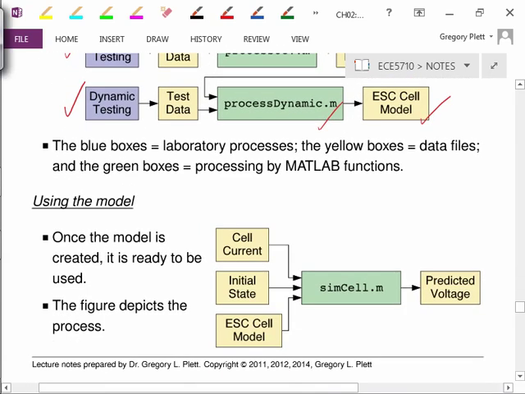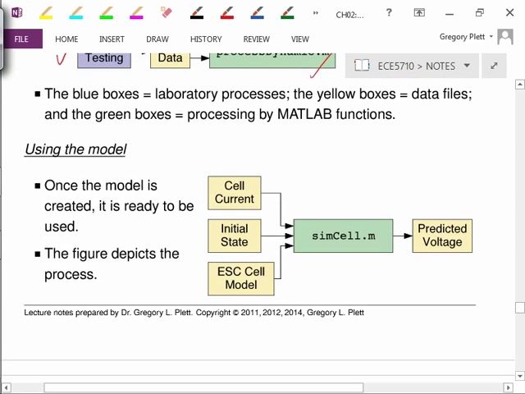Then to use the model, this is what we do. We would like to simulate this cell model to predict how the cell would respond to different profiles of current versus time. So I provide to the simulator cell current as a function of time.